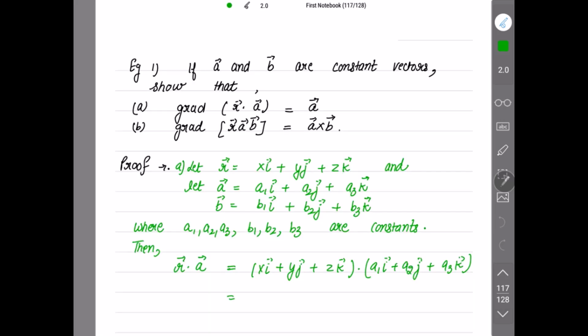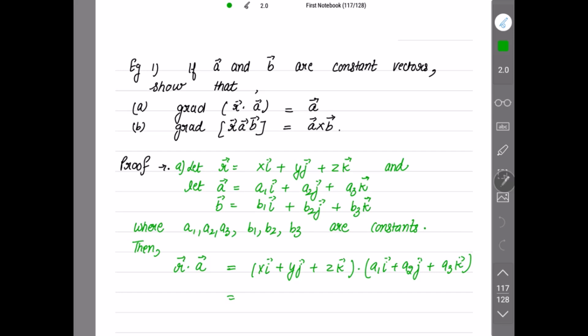Now to start with the examples, first one is, if a and b are constant vectors, you have to show that grad of the dot product of r and a is a, and grad of this triple product of the vectors is a cross b. For the first part, we define our r vector as xi plus yj plus zk, and because a and b are constant vectors, we take a vector as a1i plus a2j plus a3k and b vector as b1i plus b2j plus b3k, where a1, a2, a3 and b1, b2, b3 are constants.